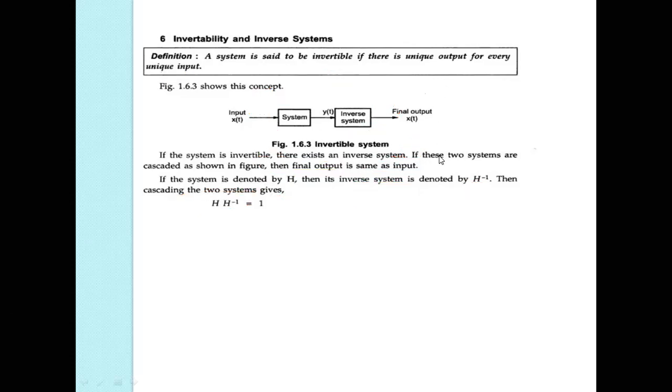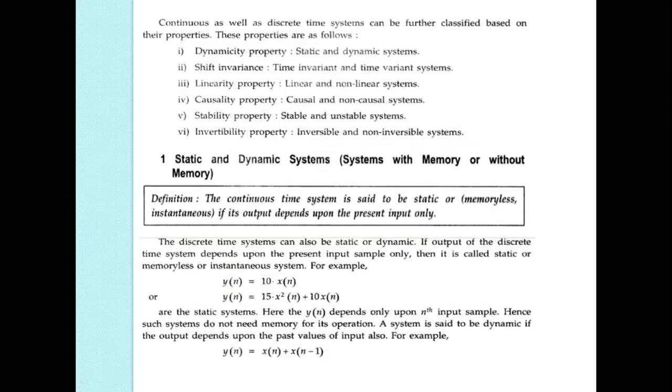So these are the 6 properties we have. The continuous and discrete time systems are further classified into 6 types. One is static and dynamic system, which is memoryless and with memory. Static is memoryless and dynamic has memory. A continuous time system is said to be static if its output depends upon the present input only. If it depends upon past inputs, then we call it a dynamic system, and it needs memory.